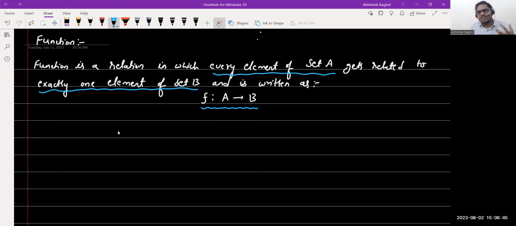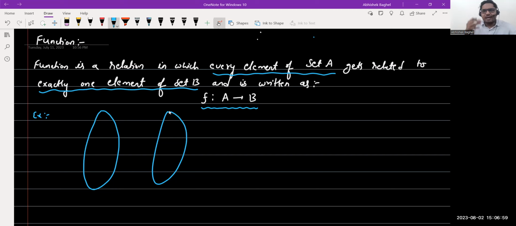Let us understand function by having one example. Let's say we have a relation. We do not know whether it is a function or not. We have seen that every function is a relation. Function is a type of relation, but not every relation is a function. And we have seen which conditions must be fulfilled by a relation to become a function.